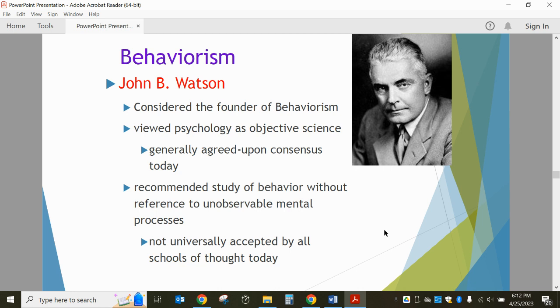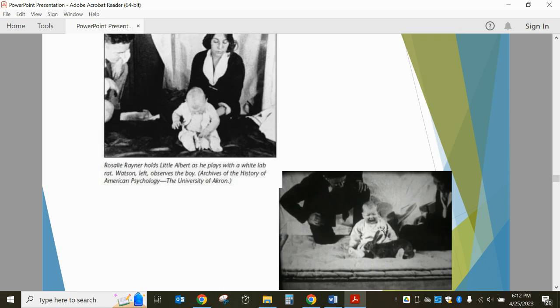John B. Watson becomes known as our father of behaviorism. So even though Pavlov was studying behaviorism, he wasn't a psychology person. He was a different type of scientist. So Watson is considered the founder of behaviorism.